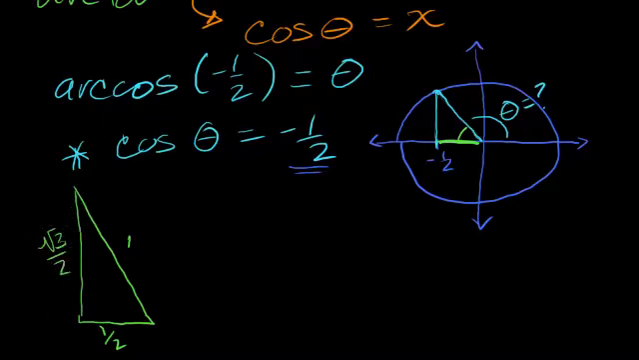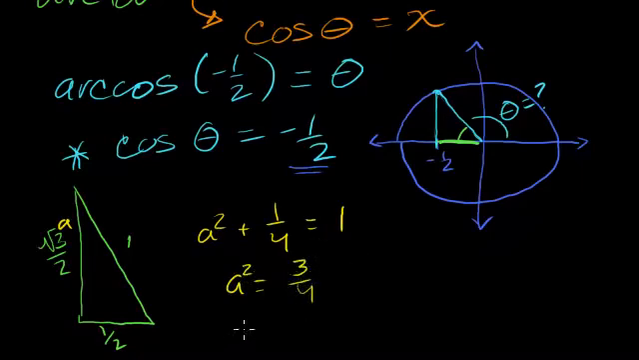Actually, let me just do that. Let me just call this side a. So you'd get a squared plus 1/2 squared, which is 1/4, is equal to 1 squared, which is 1. You'd get a squared is equal to 3/4, or a is equal to the square root of 3 over 2. So you immediately know this is a 30, 60, 90 triangle. And you know that because the sides of a 30, 60, 90 triangle, if the hypotenuse is 1, are 1/2 and square root of 3 over 2.